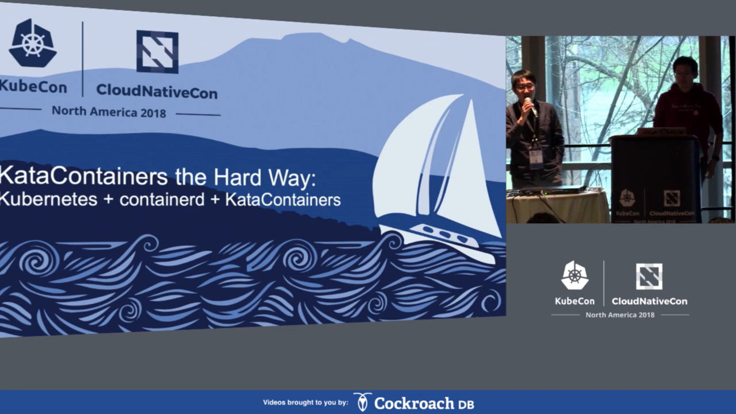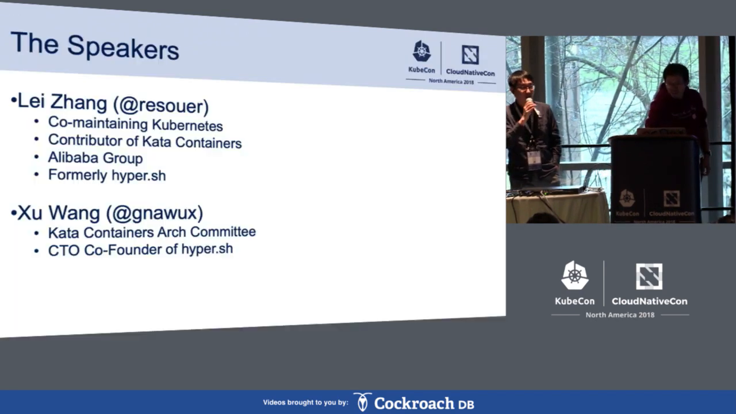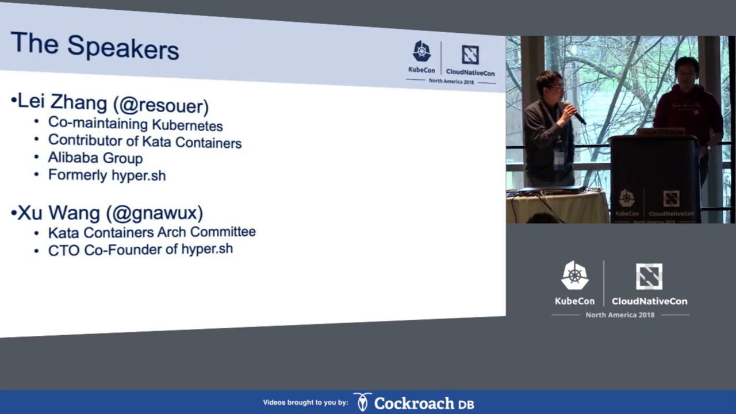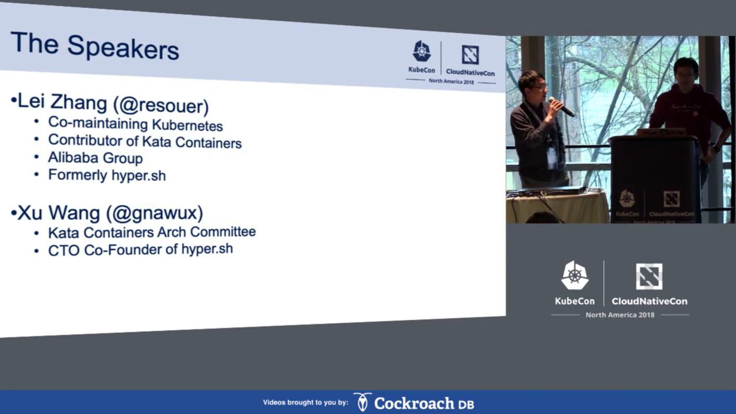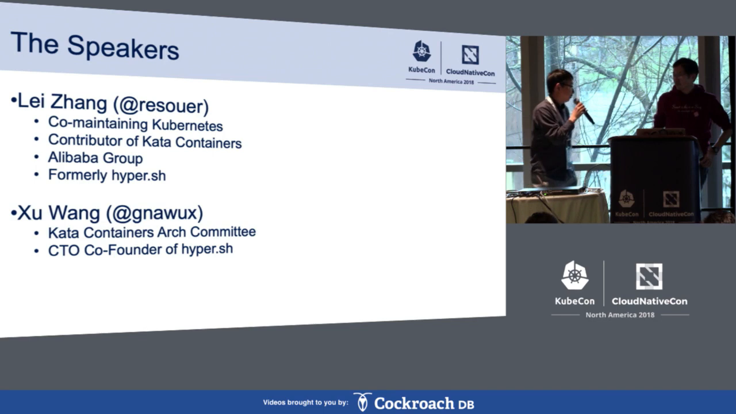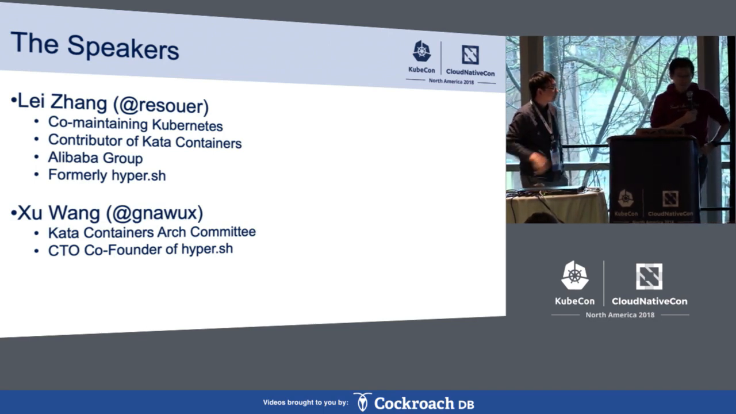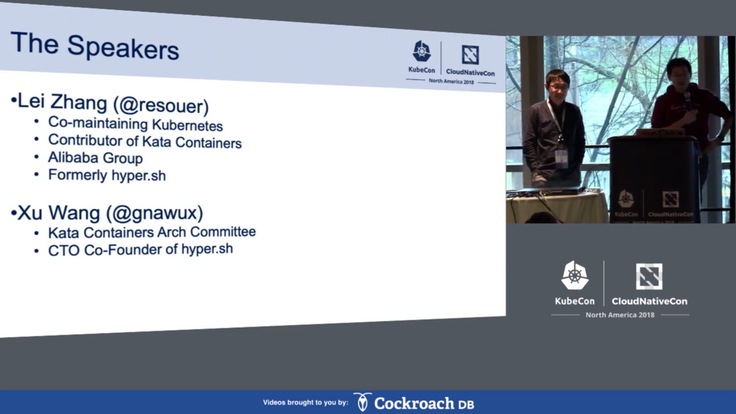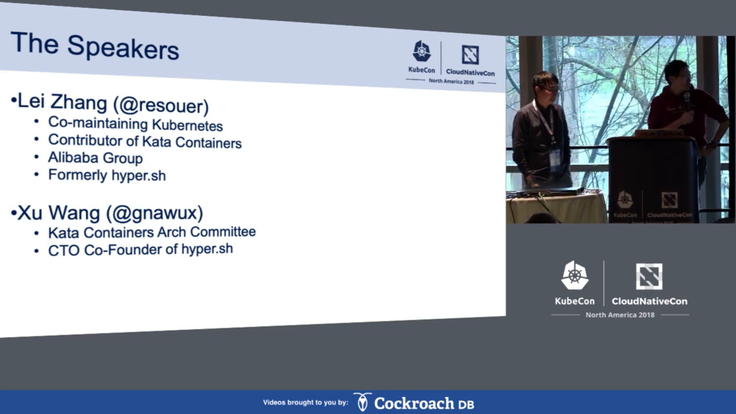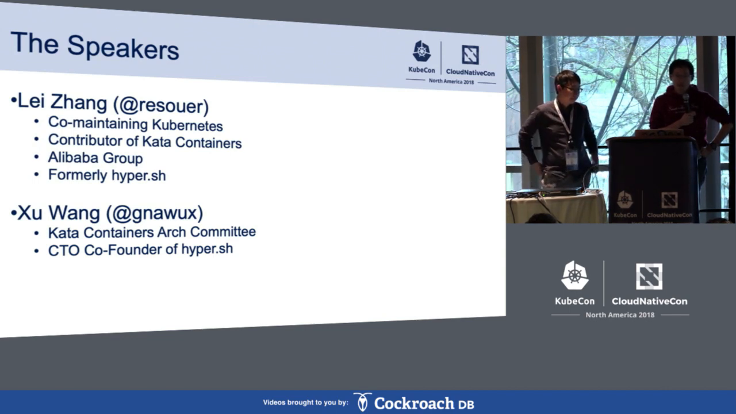So I am Lei Zhang. I came from Alibaba Group, and I previously worked for HyperHQ. I'm a co-maintainer of Kubernetes and once a member of the HyperHQ KataContainers team. And my colleague is Wang. Hello, I'm Xu, and I'm the co-founder and CTO of HyperHQ, and we are also one of the initiators of the KataContainers project.